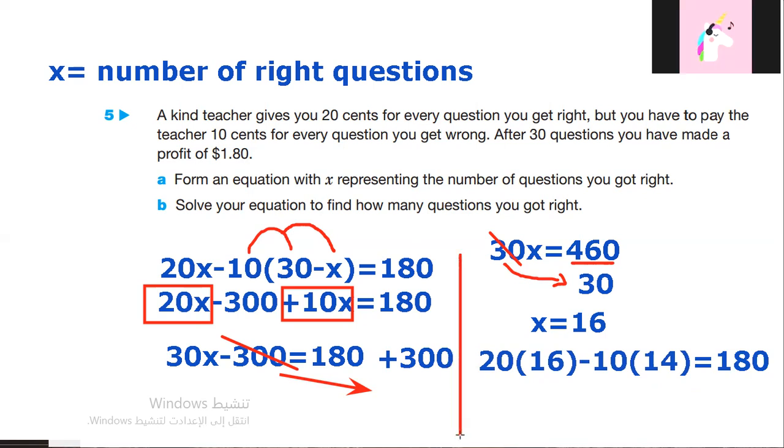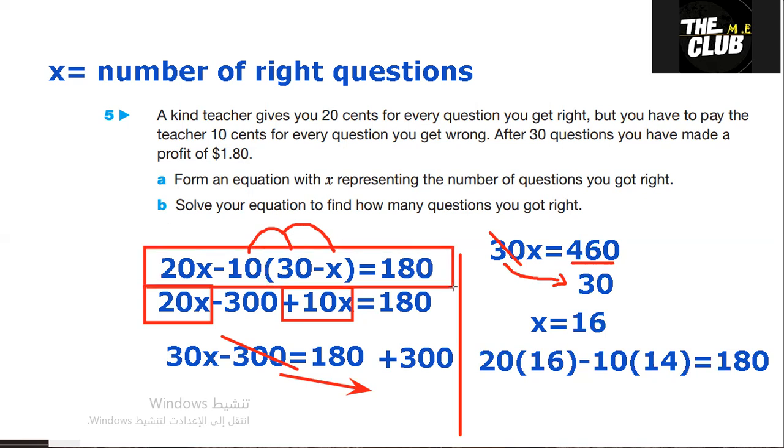It's a little bit long, it needs a little bit of understanding of the equation that you got. Don't go back to guessing. Guessing will take time from you, because you understand that this is the number of answers you got right, and this one is the number of answers you got wrong. So you subtract them after multiplying by the cents, and you'll get 180 cents. And this is how you answer a question like this.